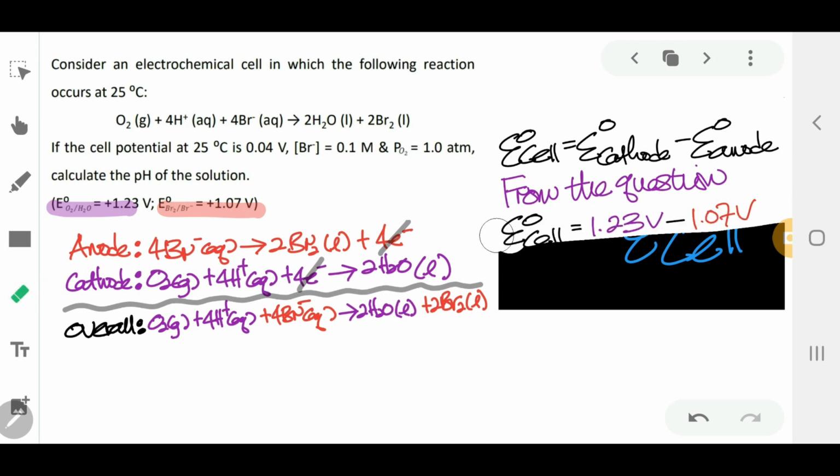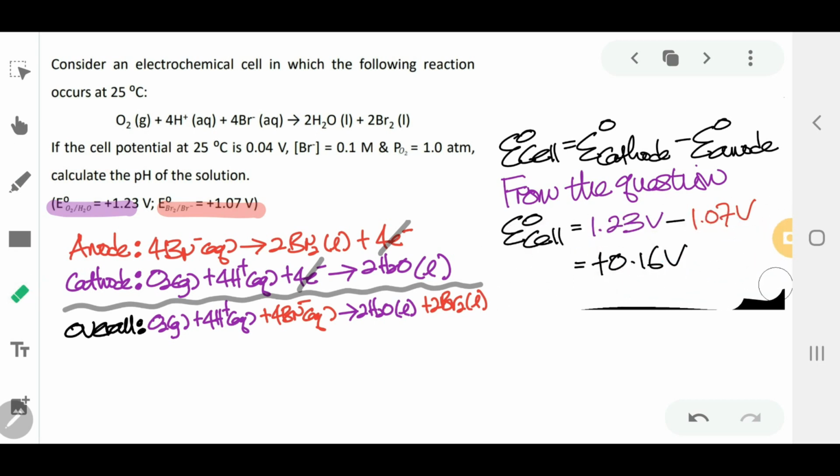So you take those values and put them into your E naught cell equation. 1.23 volts, 1.23 volts. Why? Because this is the one that will be the cathode. Minus 1.07 volts. It's 1.07 volts for this half cell, because this is the one that will be the anode based on the given overall cell reaction above, and you will get your E naught cell value equal to positive 0.16 volts. So by writing this equation, you'll get 1 mark, and by getting the correct E naught cell value, you will get 1 mark.